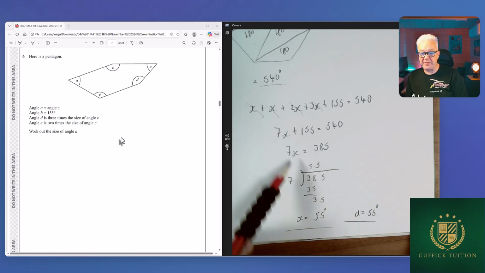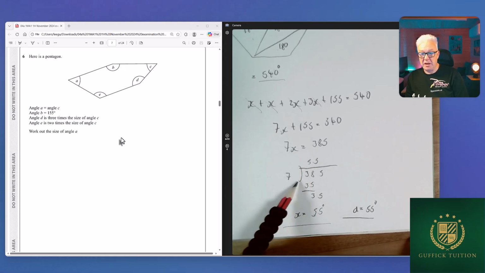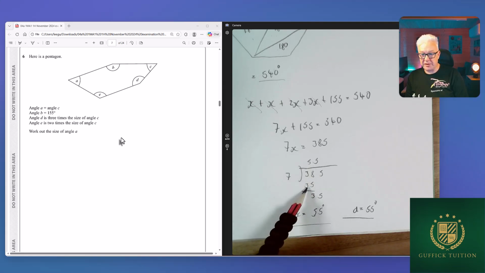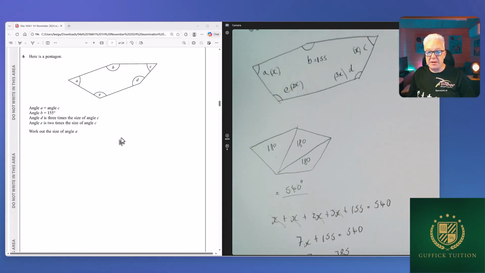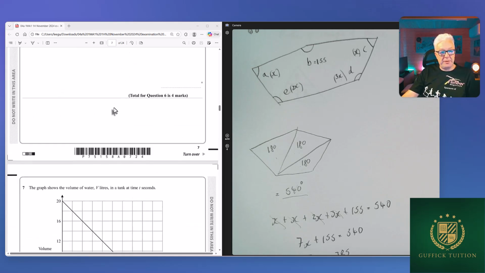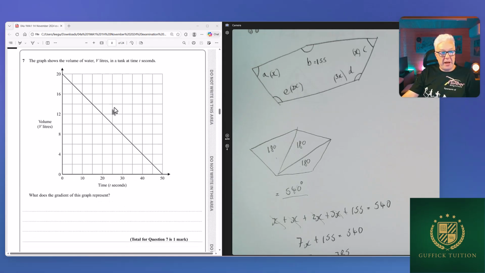385 divided by 7, and I've used the bus stop method there. Okay, and I found out that 7 into 38 goes in 5 times, because 5 7s are 35. Take away, that gives us 3. Drop the 5 down. How many times does 7 go into 35? It goes in 5 times. So x is 55. But you may remember that the angle A was the same as x, so the angle A is 55 degrees there. So that's that one. A little bit tricky. I think that could cause some people to slip up a little bit there.